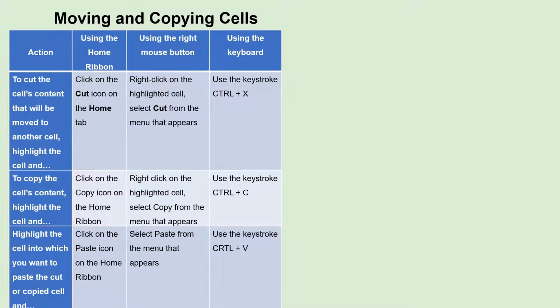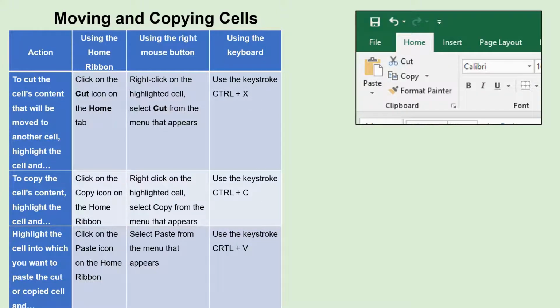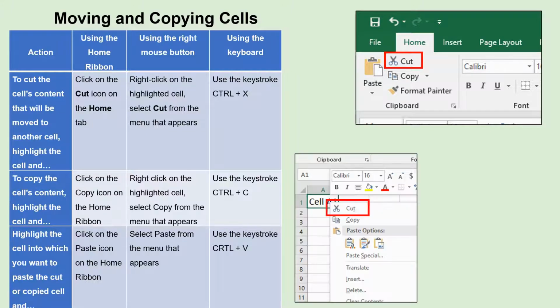There are different ways to move and copy cells to be pasted elsewhere or just to be deleted. To cut the cell's content that will be moved to another cell, highlight the cell and do one of three things. Using the Home tab on the ribbon, click on the Cut icon, or right-click on the highlighted cell and select Cut from the menu that appears, or use the keystrokes on your keypad, CTRL and X.